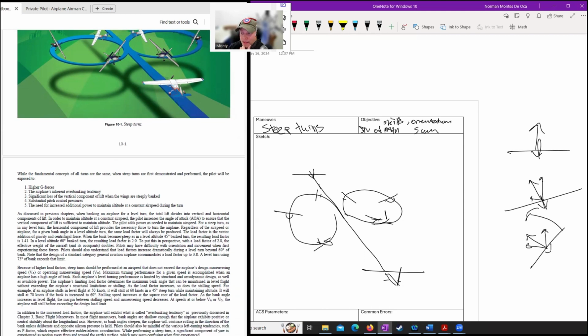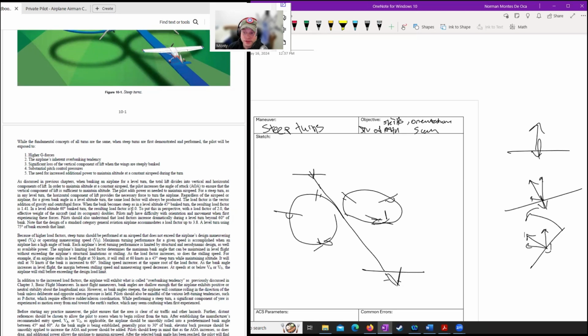As discussed in previous chapters, when banking an airplane for a level turn, the total lift divides into vertical and horizontal components of lift, like we just talked about. In order to maintain altitude at a constant airspeed, the pilot increases the angle of attack to ensure that the vertical component of lift is sufficient to maintain altitude. The pilot adds power as needed to maintain airspeed. For a steep turn, as in any level turn, the horizontal component of lift provides the necessary force to turn the airplane.